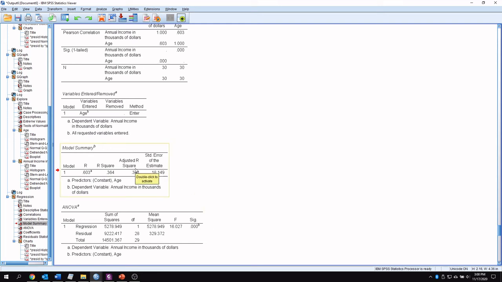Because we have such a small sample size, we are going to look at this adjusted R squared, and that is something that is calculated because oftentimes our regression analysis is going to overestimate the relationship between these two variables and overestimate the prediction value of our predictor to our outcome variable. And for that reason, we are going to stick with this adjusted R squared at 0.341. So 34% of income, we can say, is predicted by someone's age.